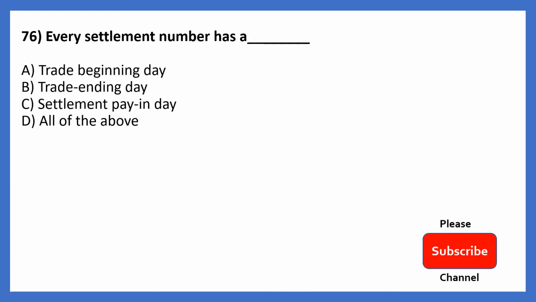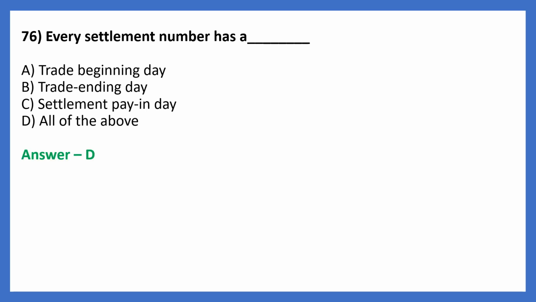Every settlement number has a option A, trade beginning day. Option B, trade ending day. Option C, settlement pay-in day. And option D, all of the above. The correct answer is option D, all of the above.